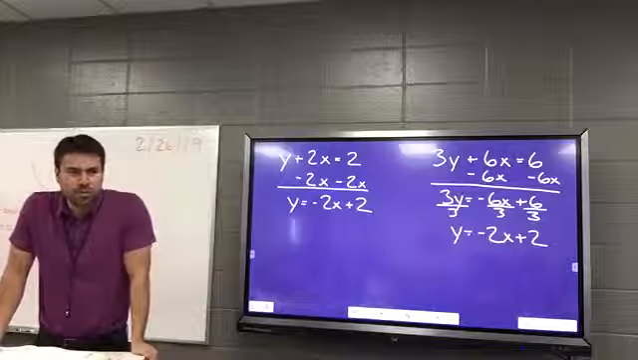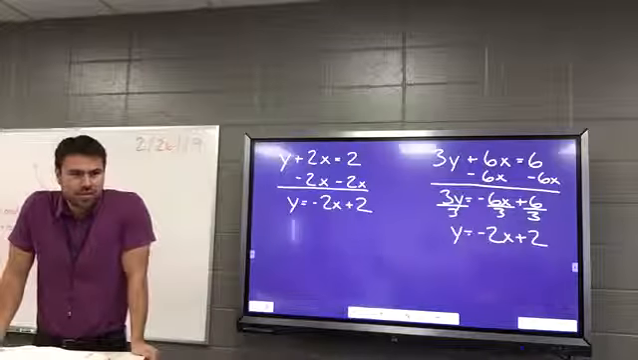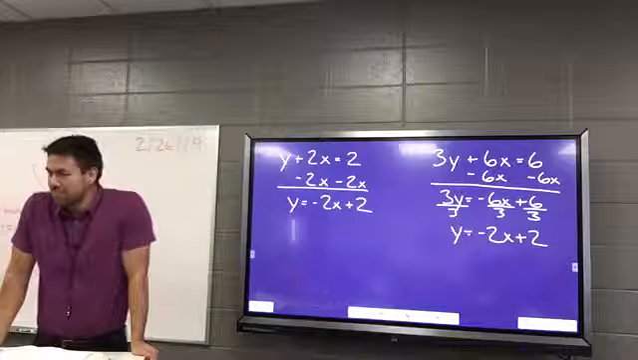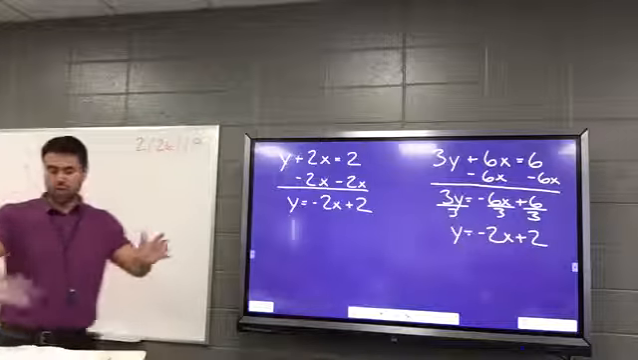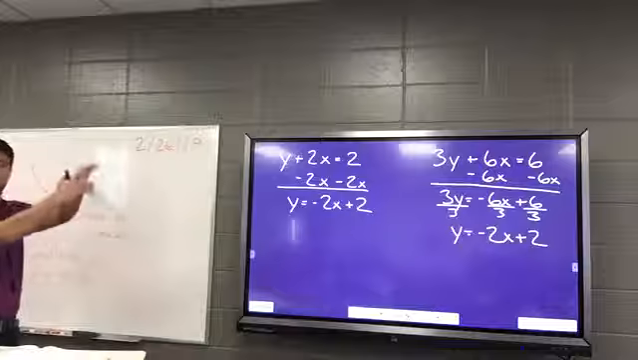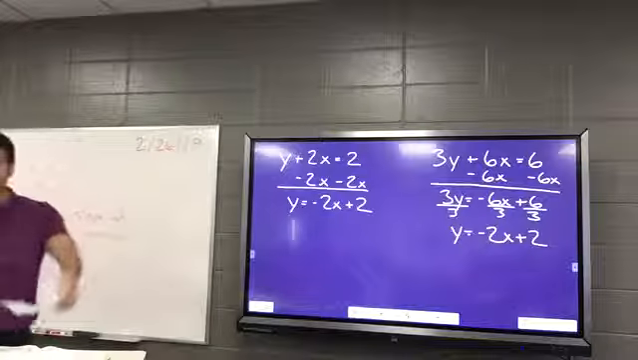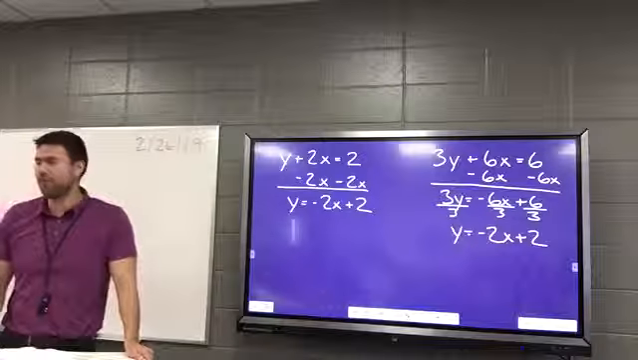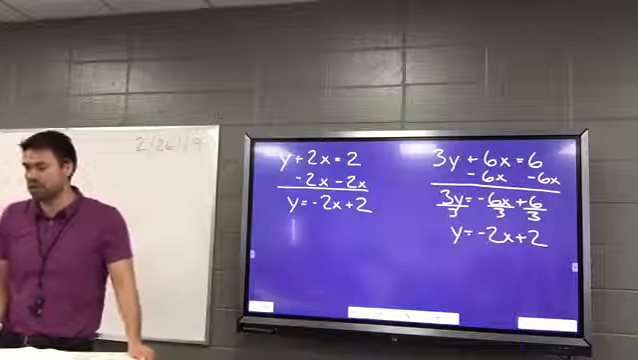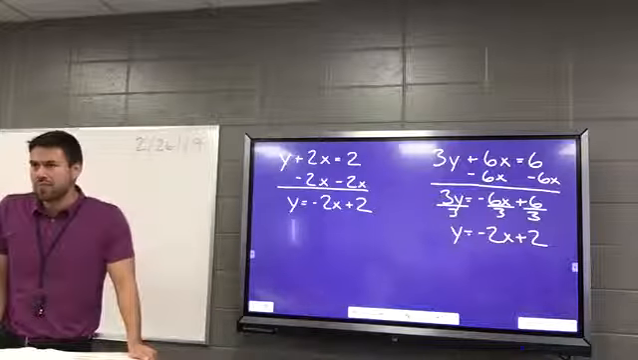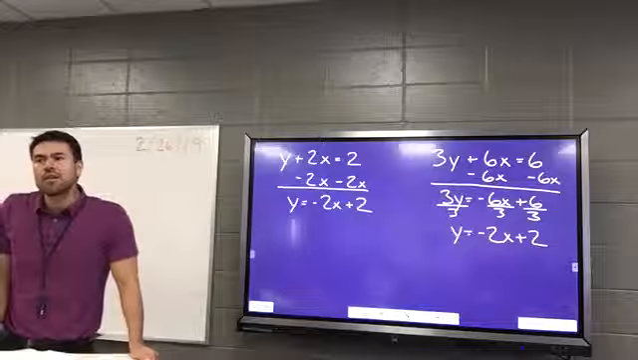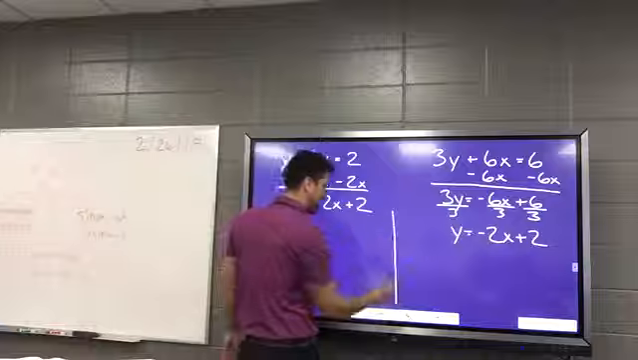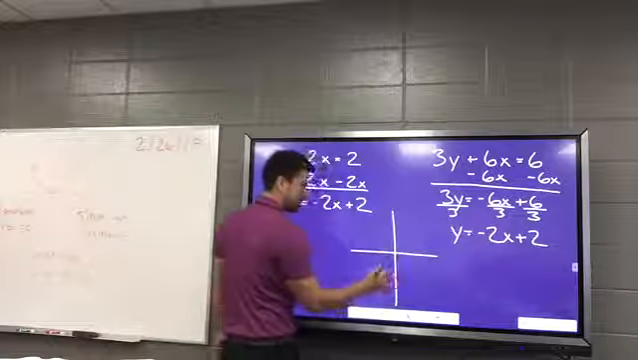How many of you got them in slope-intercept form? Okay, good. Now, on your graph paper, bottom left, get those graphs on the same coordinate plane. Go. You can go 4 by 4 in every direction. I'm going to graph it here because I want to see my numbers.